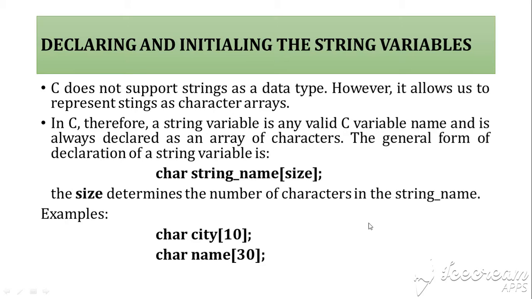So here is a scenario of how a character array would be declared. A character array has the basic data type as char, following which you have the array name, here taken as the string name, which is followed by the maximum size of characters that can be accommodated within the character array. So city is a character array which can accommodate a maximum of 10 characters. Name is yet another character array which can at the maximum accommodate 30 characters.